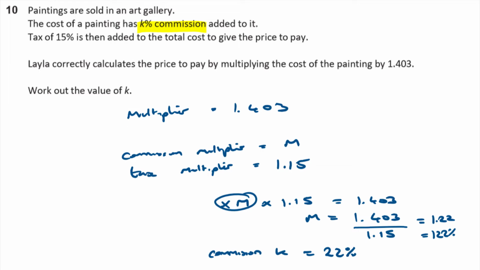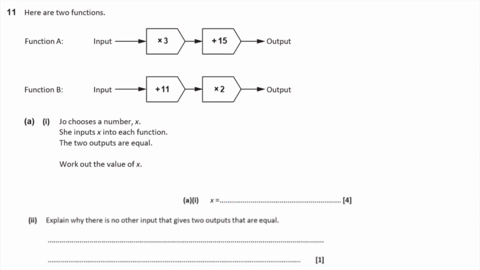So the 22% commission they added on would result in a 1.22 multiplier, and then the tax would be a further 1.15, and 1.22 multiplied by 1.15 is 1.403, so it seems to all work. Okay, commission is 22%. Question 11, here are two functions.